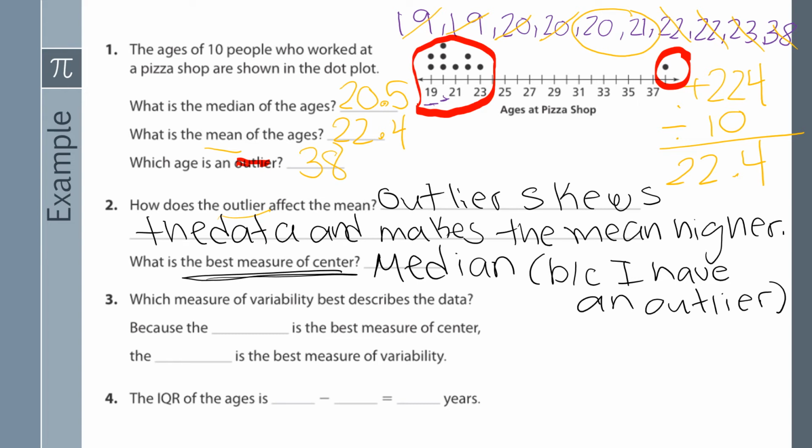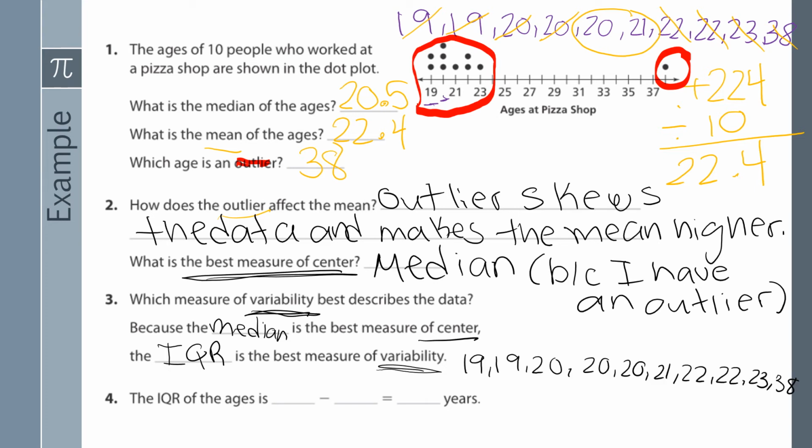So which measure of variability best describes the data? Because the median is the best measure of center, the IQR, the interquartile range, is the best measure of variability. Remember, they go together. So the IQR of the ages is blank minus blank. So we got to figure out the IQR. My IQR is the upper quartile, or the third quartile, minus my lower quartile, or my first quartile.